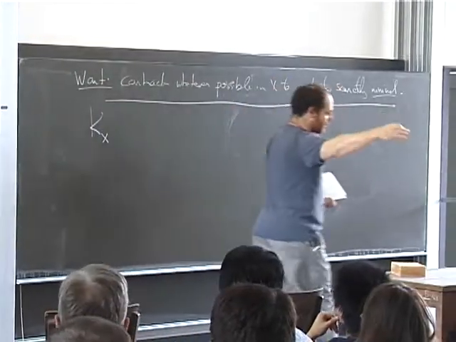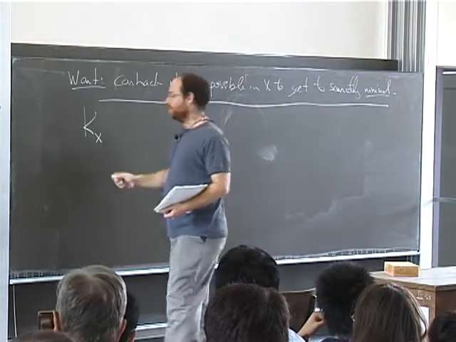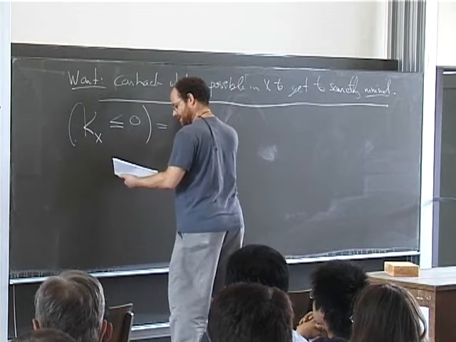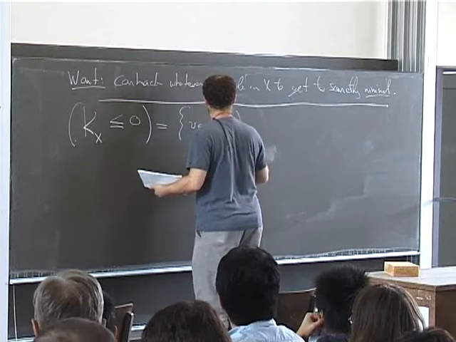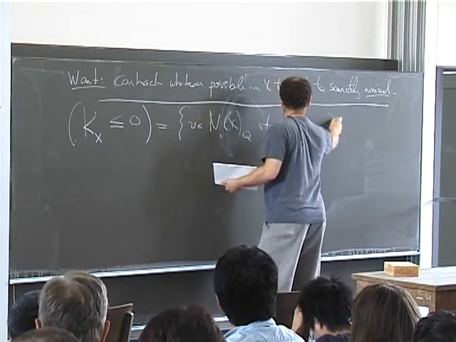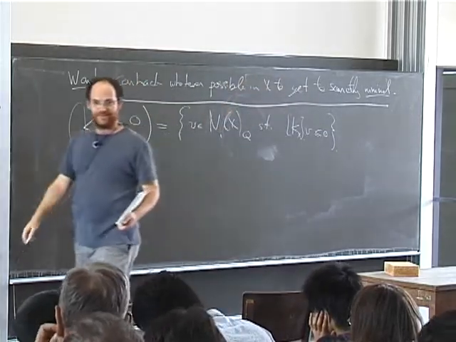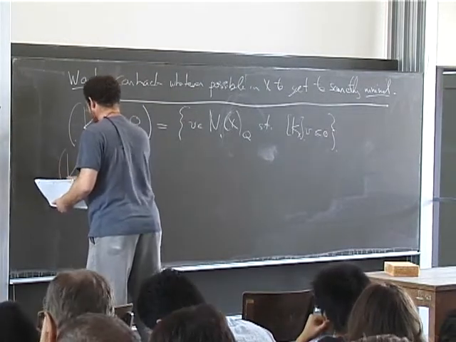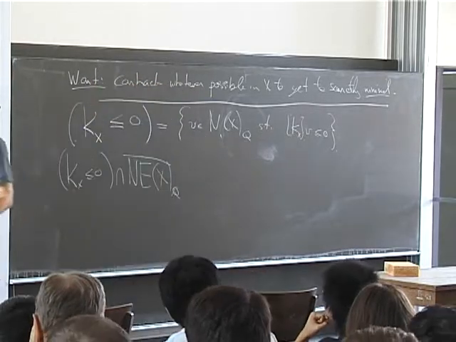One way to look at the cone of curves is to look at slices obtained by seeing what the canonical bundle does. So we can look at this locus, the locus of elements in N_1(X)_Q such that K_X · v is negative. I think of K_X as a class, and you can intersect it with this cone of curves.